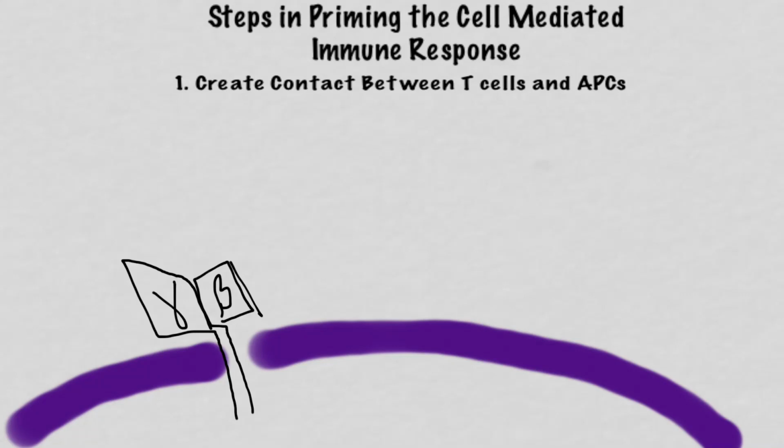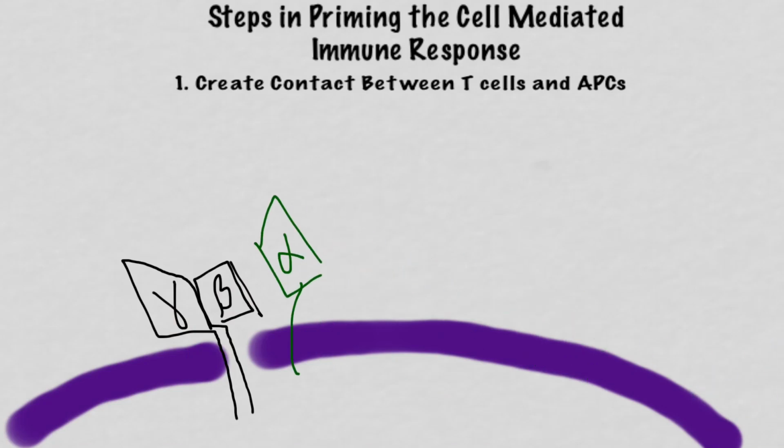Now, the addition of signal 2 will lead to two key events. The first would be the induction of the high-affinity IL-2 alpha receptor, which is known as CD25. Recall from our mechanisms of cytokine signaling video that all naive T cells express the gamma and beta chain of the IL-2 receptor, but that only activated T cells can express the IL-2 receptor alpha chain.